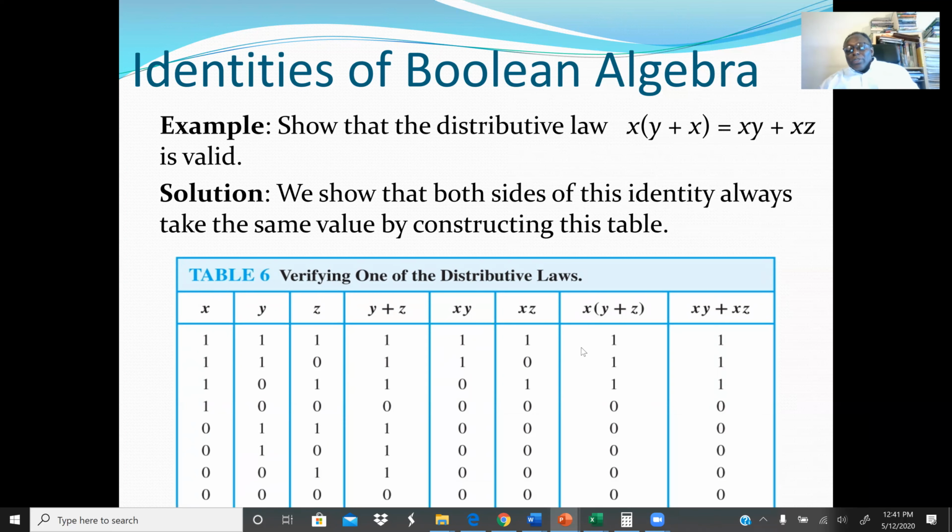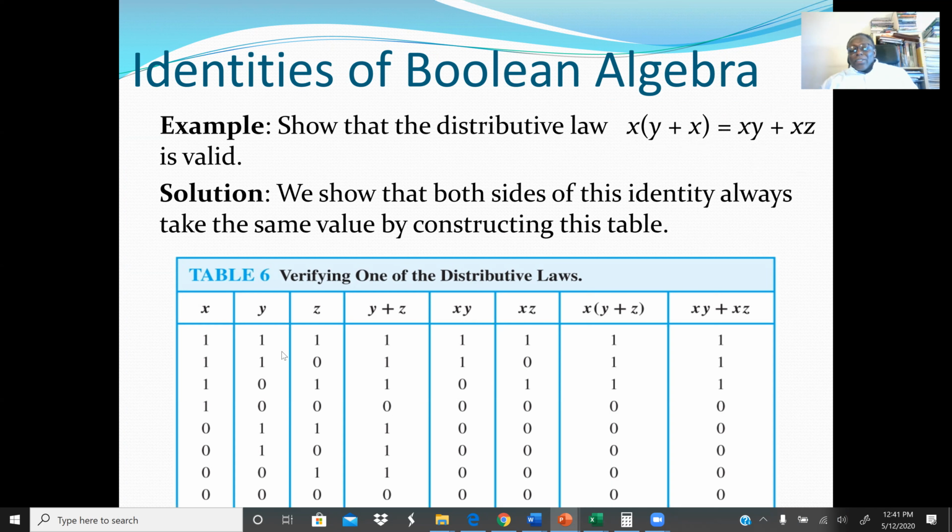Now we know we have xy, xz, and we have y plus z. So now we can find x times y plus z, and that's what we have here. Then xy plus xz. So 1 plus 1 is 1, 1 plus 0 is 1, 0 plus 1 is 1. Then the rest here 0 plus 0, 0, 0. So everything will be 0.